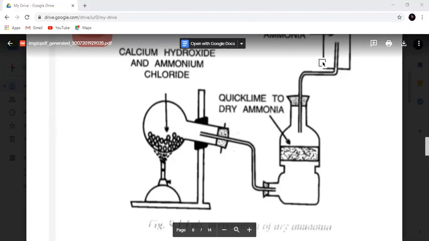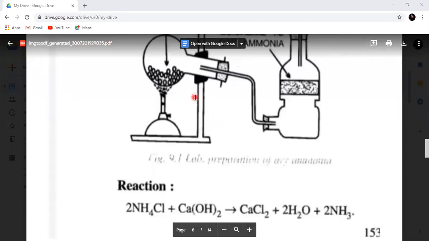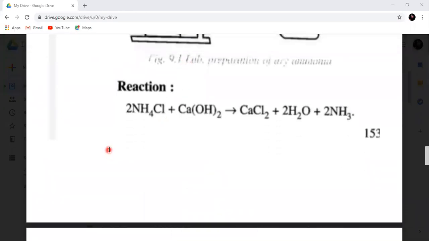Again, the reason: because it is lighter than air and highly soluble in water. Therefore, it cannot be collected over water. Now I am coming to the reaction part. Which reaction is going on in this preparation? That is ammonium chloride reacting with calcium hydroxide. There will be formation of calcium chloride, water and ammonia.